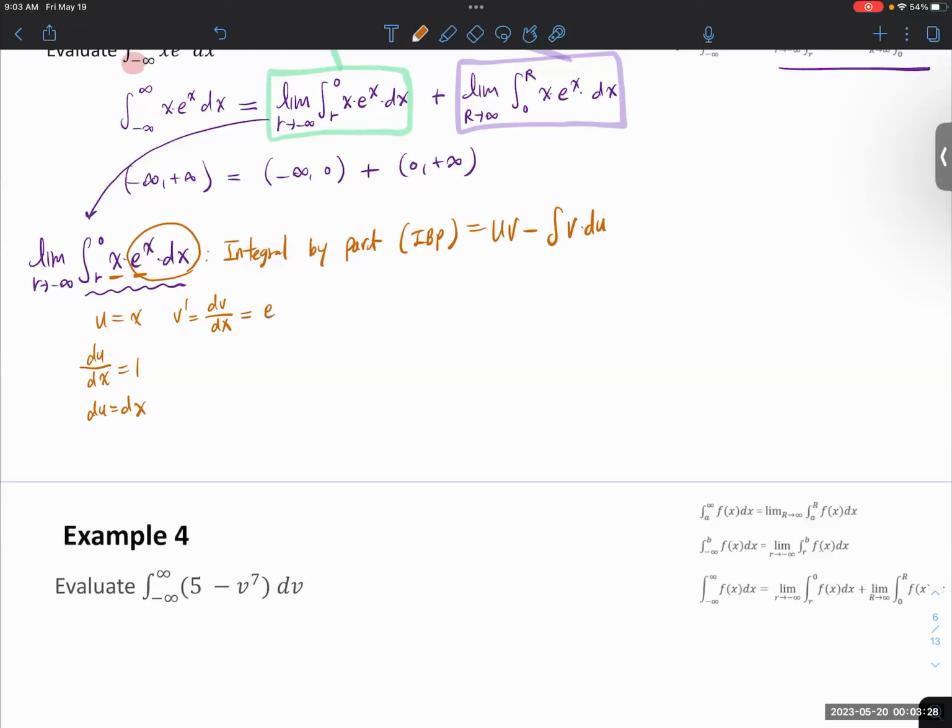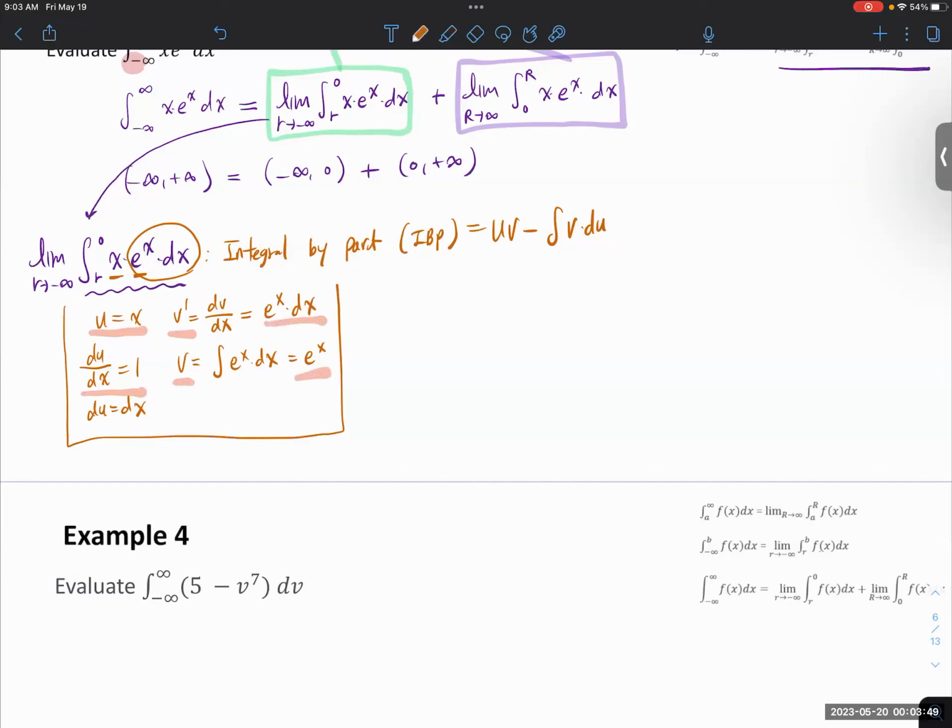This is e to the x dx. So to find out v, you're going to take the integral, which is e to the x. So we have all the four pieces of information that you need. We have a u, I'm going to highlight it. We have a u, we have a u prime, we have a v prime, we have a v.